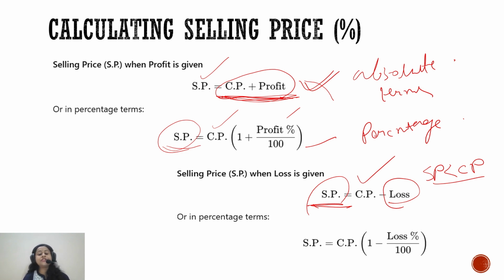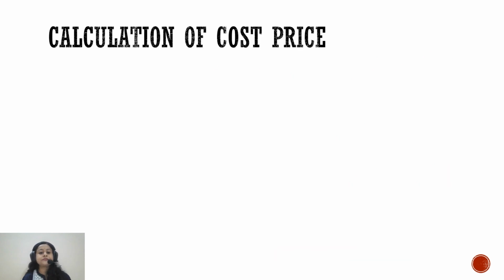And in percentage terms, just like this, it will be cost price into 1 minus loss percentage. When the absolute amount of loss is not given, but the percentage of loss is given, you have to apply this formula to find out the selling price. You just have to memorize it.